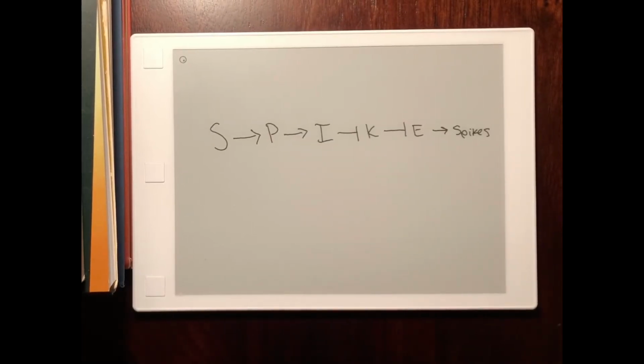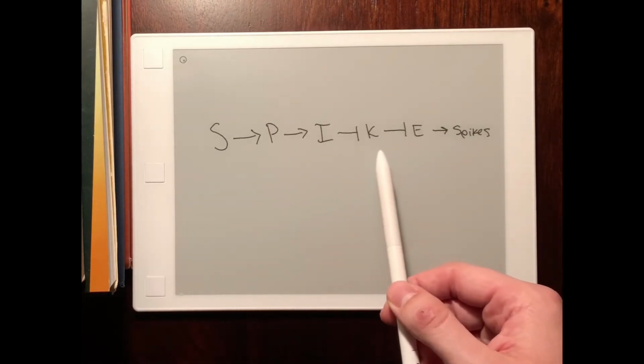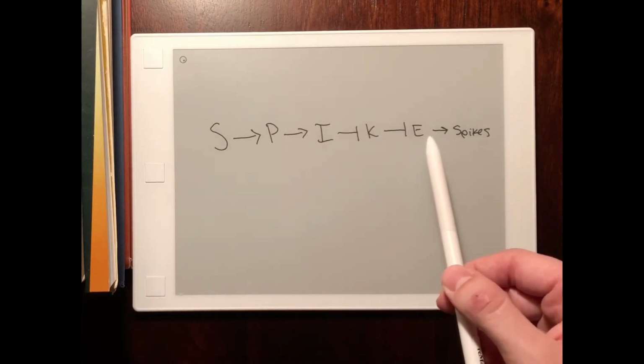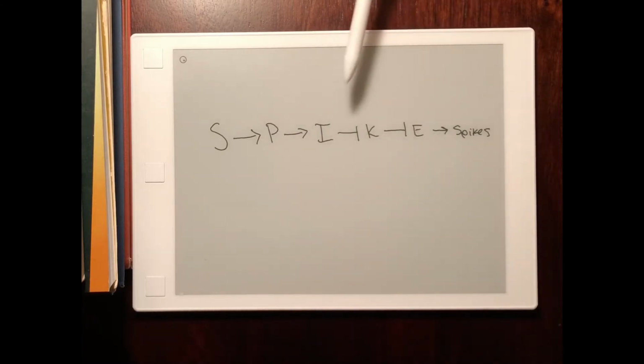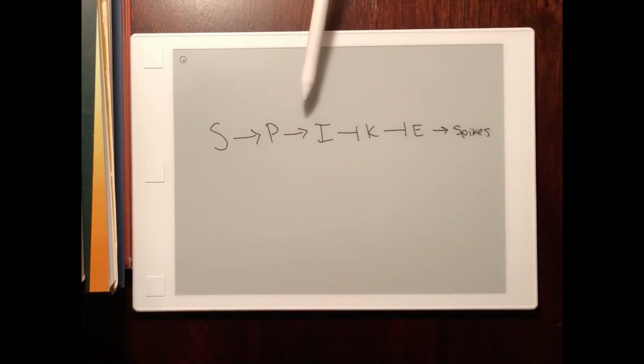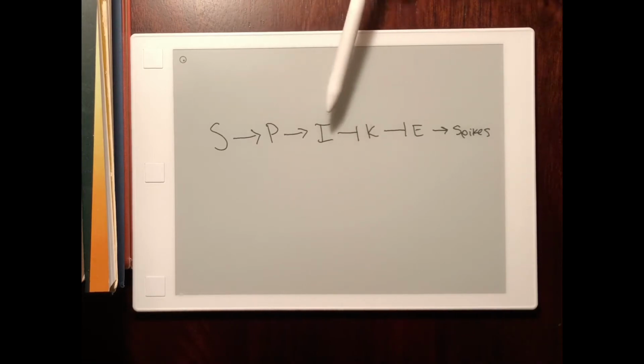So today we'll be looking at this developmental pathway, which is the pathway that shows the formation of spikes in a type of beetle. And so K is responsible for repressing the gene responsible for forming spikes. I is responsible for repressing gene K, which represses E. And genes S and P are responsible for activating I.